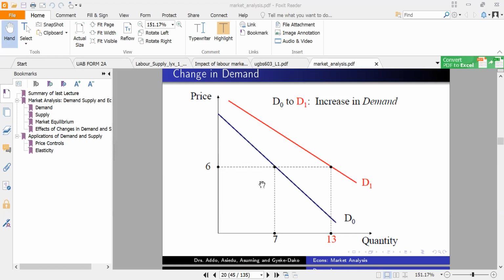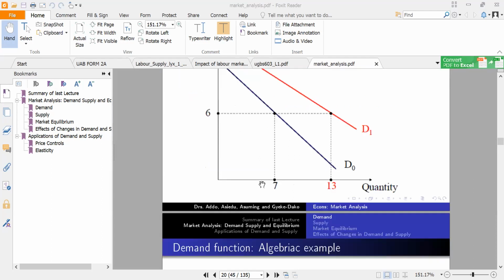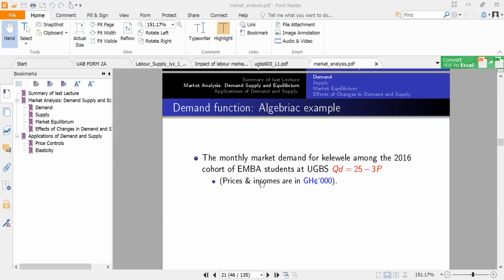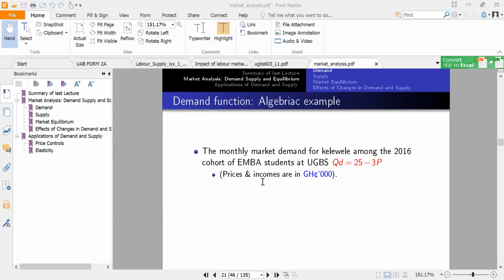So that is the graphical representation of this change in demand and change in quantity demanded. Remember, I said that you can represent demand as a schedule, as a graph, and as a function. So this is the functional form of demand, the algebraic form. The example here is that the monthly demand for calorie among a cohort, the MBA, EMBA cohort, UGBS students, is QD equals 25 minus 3P.